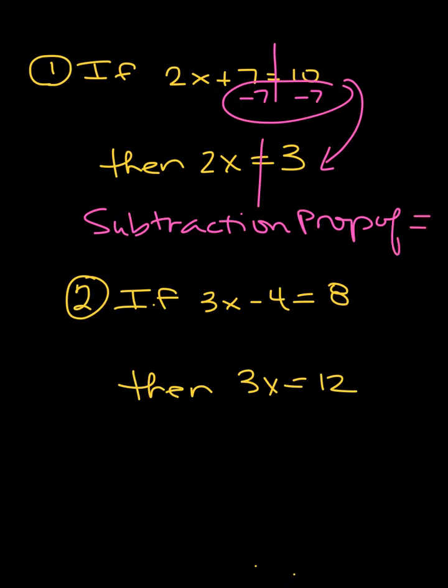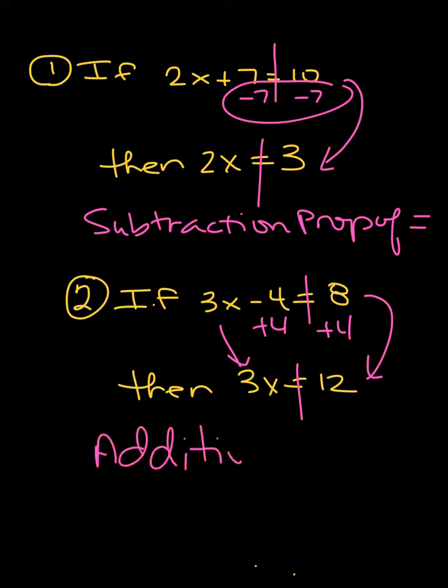And number 2, the same idea. If I start with 3x minus 4 is equal to 8, and I want to go to 3x is equal to 12, we want to figure out how do we get from our hypothesis to our conclusion. There's our wall, and what I did to get to 3x by itself is I added 4 to either side, and now I have 3x is equal to 12. So this is considered the addition property of equality because I added to both sides of the equation.